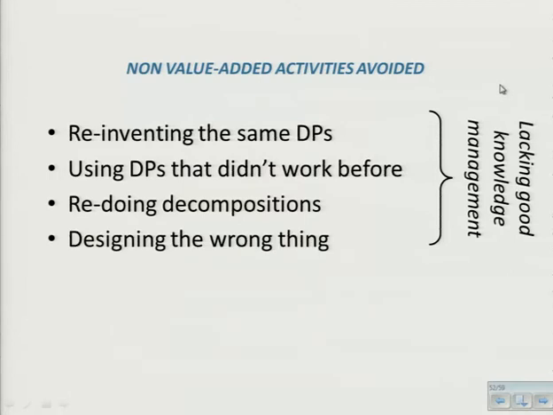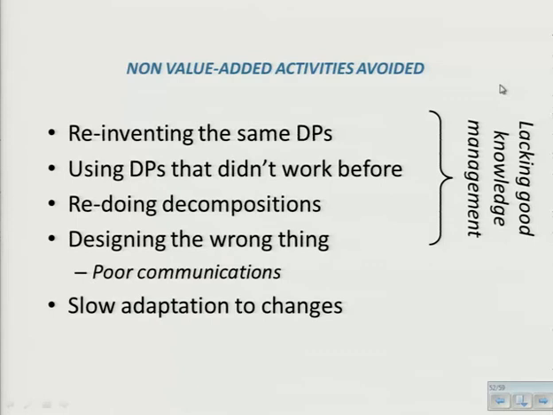So if you're reinventing the same DPs, doing the same decompositions, you're lacking good knowledge management. What if we're designing the wrong thing? Obviously, we want to make sure we're designing the right thing. So there we need good communications. There is designing the wrong thing and designing the thing the wrong way. Those are both problems, and they're not mutually exclusive. You can design the wrong thing the wrong way. Slow adaptation to changes. So we went through that example graphically. So we would like to avoid that. And you get into that because you've got a coupled design or a coupled design process.